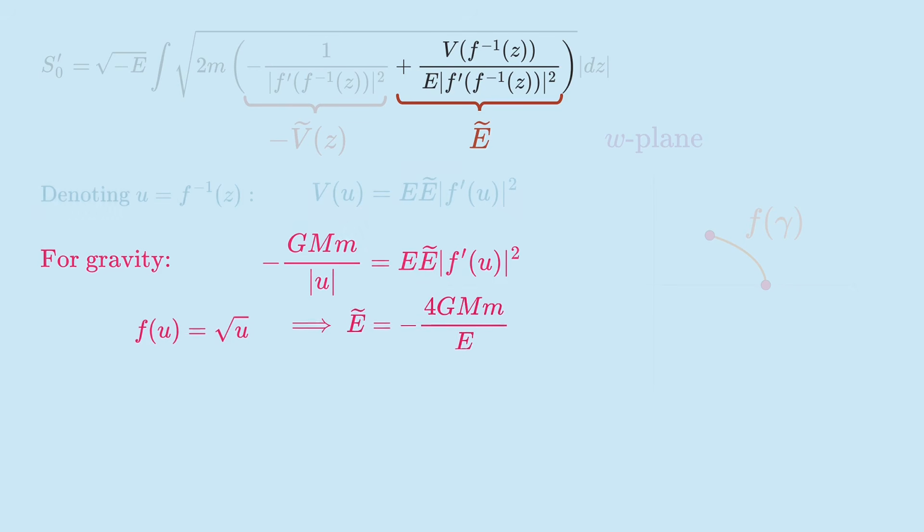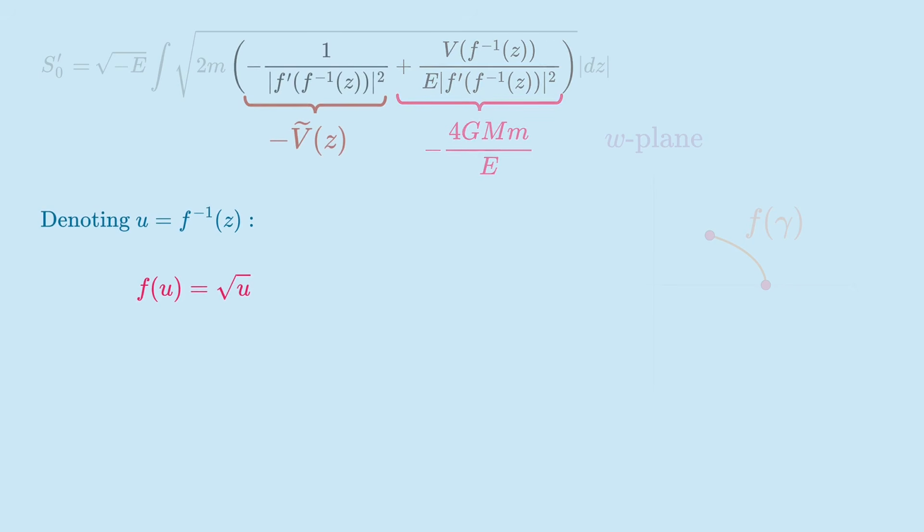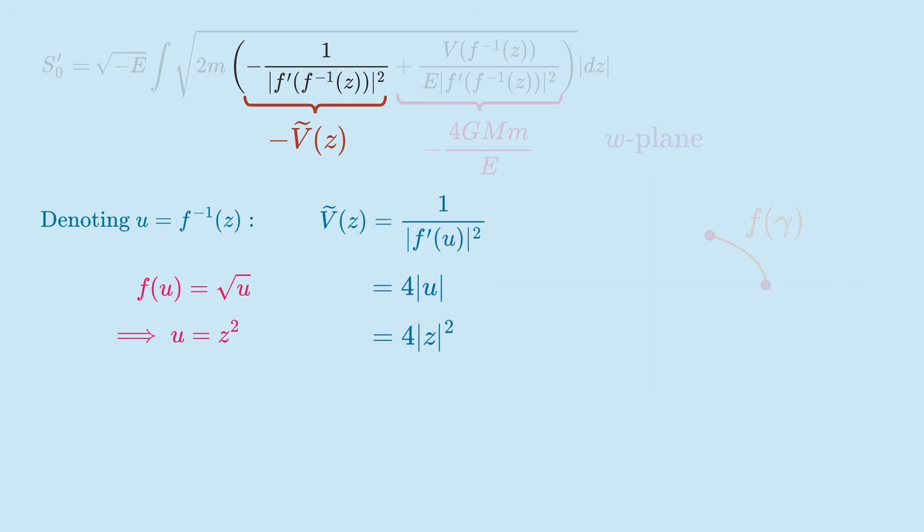Next, we turn to the other term that we chose to be negative V tilde. We just need to differentiate f to find V tilde in terms of u. Finally, since u is f inverse of z and f is the square root function, u equals z squared, and hence the new potential is 4 times the modulus of z squared.